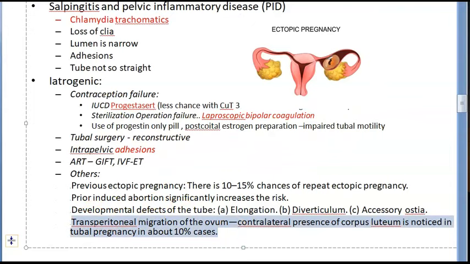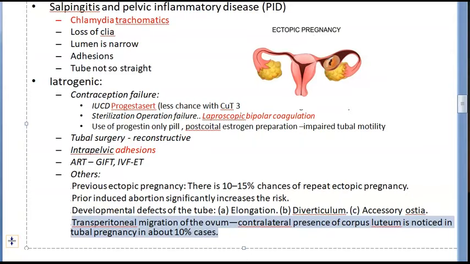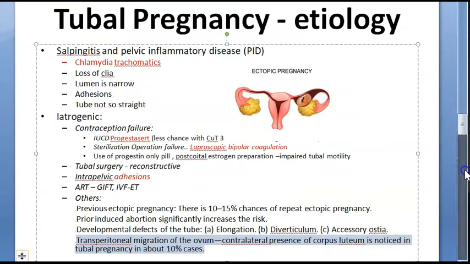Or there is a transperitoneal migration of the ovum, that is the oocyte has originated here, but it got fertilized, then it migrated all the way and went to the other side and implanted. Transperitoneal migration of the ovum, because what happens is they have found the ectopic on this side, but the corpus luteum they have found on this side. So that is why they think it is possible that this fertilized ovum went all around the world and implanted on the other side, right?